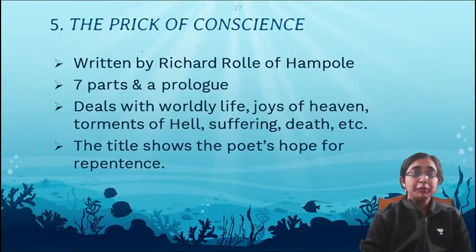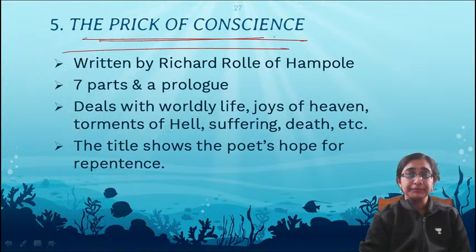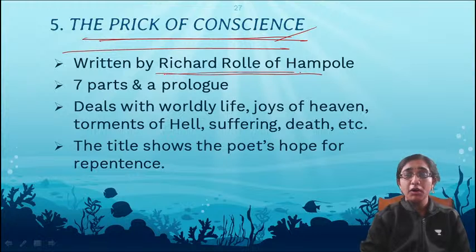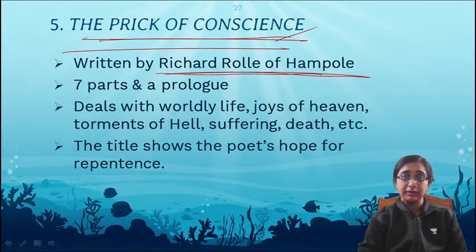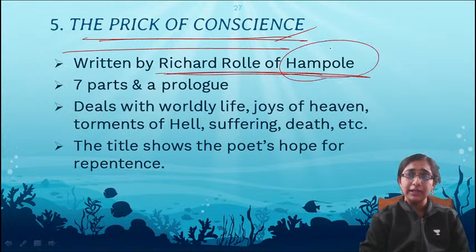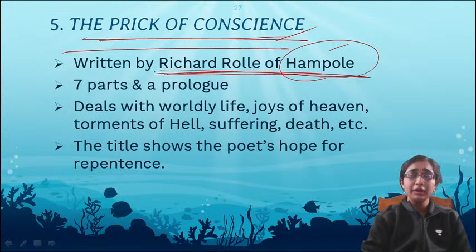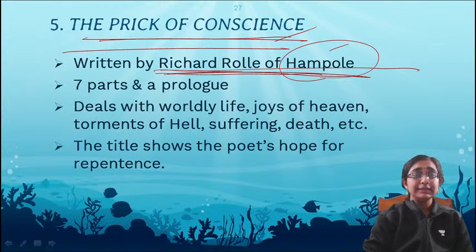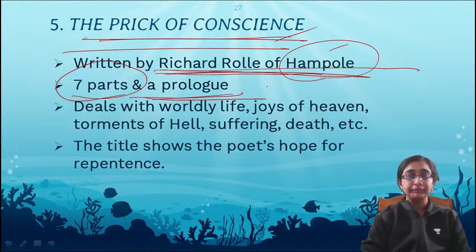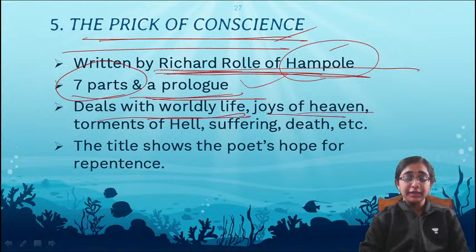Now, the next important poem is The Prick of Conscience. This is the title of the poem, written by Richard Rolle of Hampole. This is the name of the author. Hampole may be the name of a place, I think. Richard Rolle is the name. So it is called Richard Rolle of Hampole. It is divided into 7 parts and a prologue also. What is the plot all about? It deals with worldly life, joys of heaven, torments of hell, suffering, death, etc.